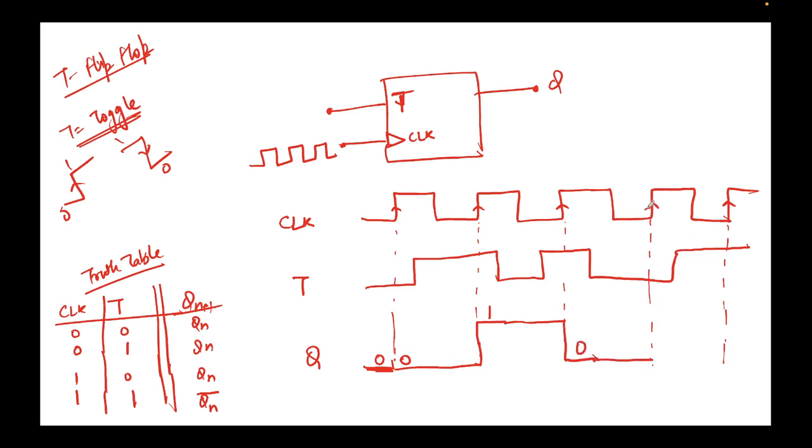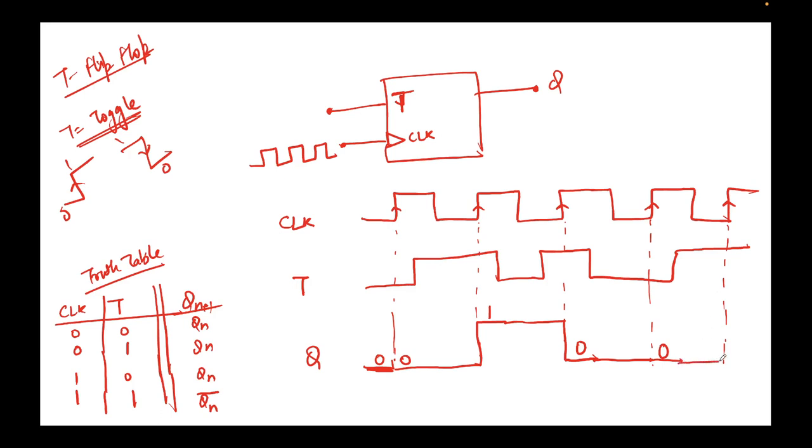Again, the clock is saying the toggle input can change the output. But since toggle input is zero, the output will not change. Output will remain zero, because when T equals zero and clock equals one, the next output is the same as the previous output. So zero will remain zero.